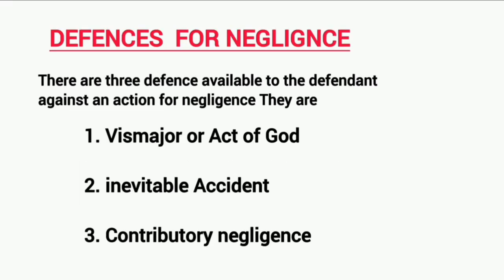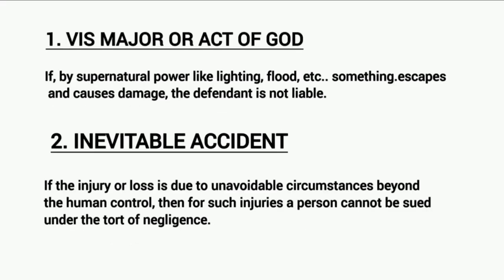There are three defenses available to the defendant against an action for negligence. They are vis major or act of God, inevitable accident, and contributory negligence. Vis major or act of God. If by a supernatural power like lightning, flood, etc., something escapes and causes damage, the defendant is not liable. Inevitable accident means if the injury or loss is due to unavoidable circumstances beyond human control, then for such injuries a person cannot be sued under the tort of negligence.